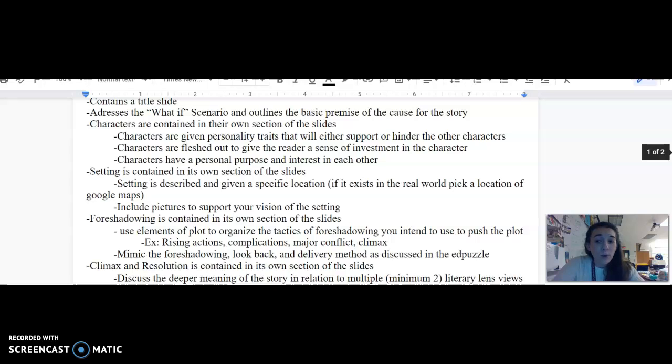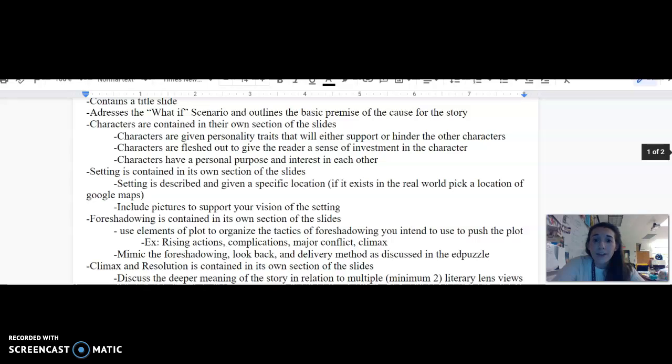So you can have multiple complications. Maybe several of your characters don't get along for different reasons. Maybe you have a group of teenagers and secretly behind their backs, there's a relationship going on that isn't healthy, and the other characters don't know that, and it creates a major conflict by the end of the story. But there should be complications in order to push your plot forward.